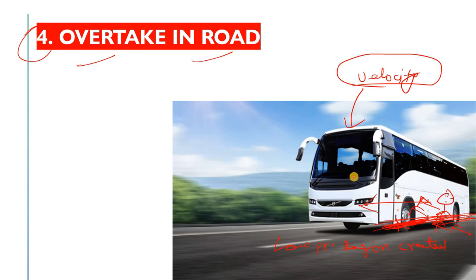What I want to say is, this bus has a high velocity, so the nearby region of this bus will have a low pressure region, and when this person comes in contact with the bus, the atmospheric pressure will simply force this person towards the bus, and there may be an accident. That's why you usually say that whenever you are overtaking, please maintain some distance. Please maintain some meters of distance.